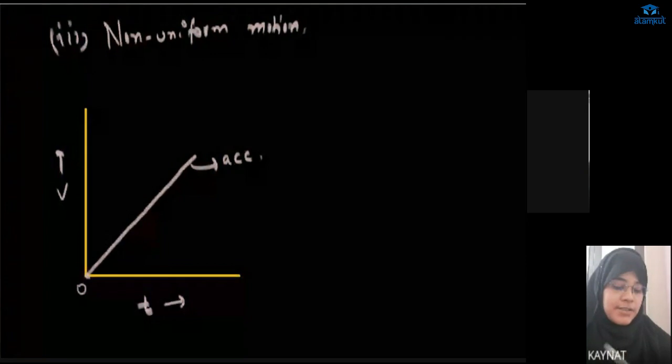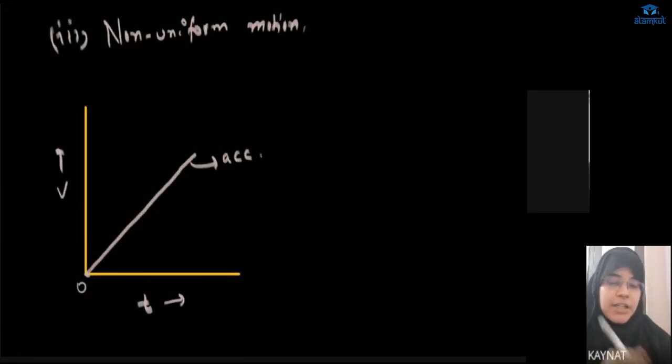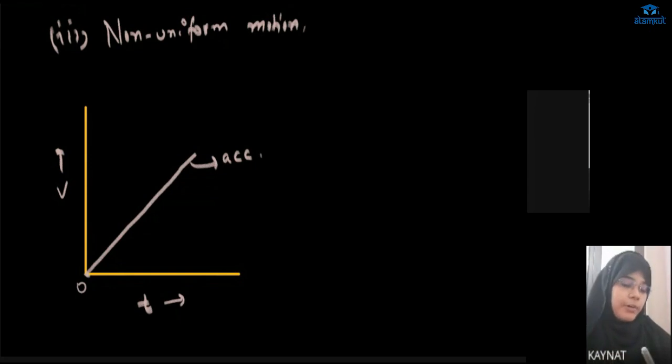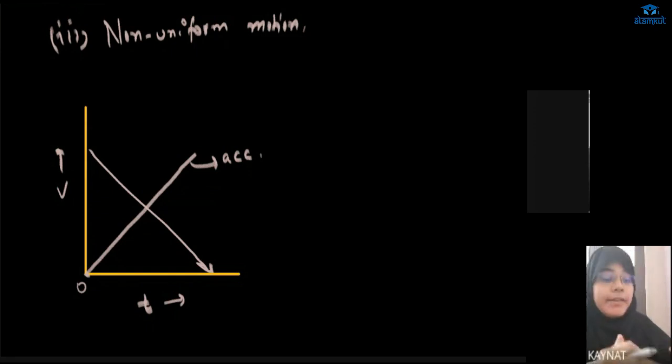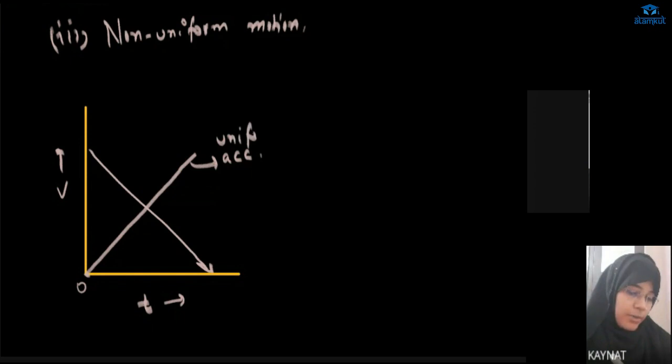Here velocity is increasing with the time. So that is why this is accelerated motion. And if we talk about a graph like this, this is also non-uniform motion. Why? Because this is also accelerated motion, but the acceleration is uniform here. This is also called uniform acceleration, right? Uniform acceleration because the velocity is increasing equally with the time, right? Velocity is increasing equally with the time.